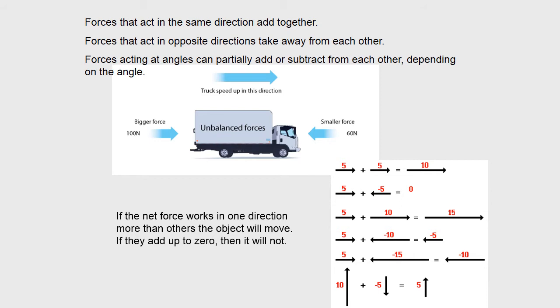After all the different forces acting on an object have been added together, after you've found the net force, if you find that it works in one particular direction, that is the direction that the object will go. But if the net force adds up to 0, then the object will not move at all.